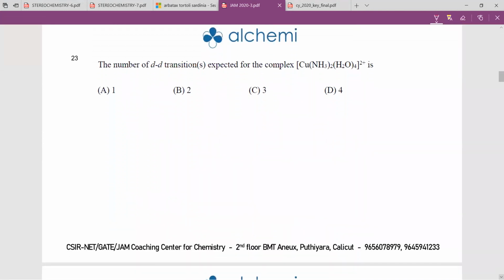Question number 23: the number of d-d transitions expected for the complex Cu(NH3)2(H2O)4 2+. This is the question given. So how can we answer this question? The question asks for the number of d-d transitions. To find the number of d-d transitions, we should follow the orbital diagram. Here it is a Cu2+ system, so it follows d9. The orbital diagram for a d9 system will be like this. Term is D.